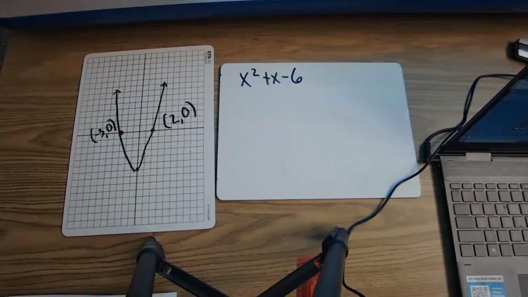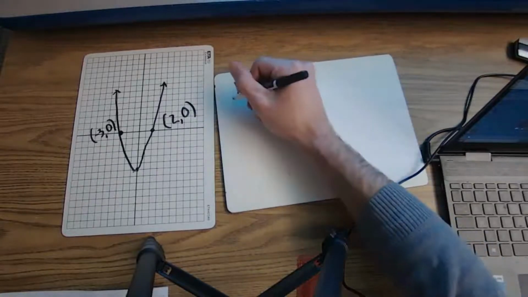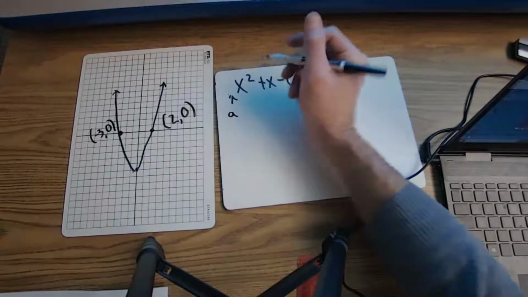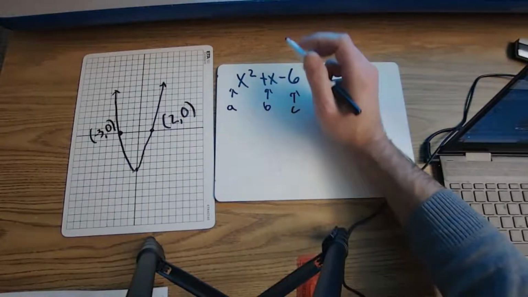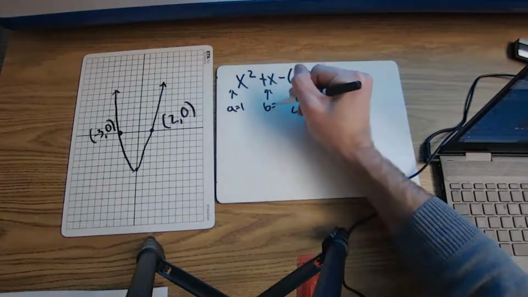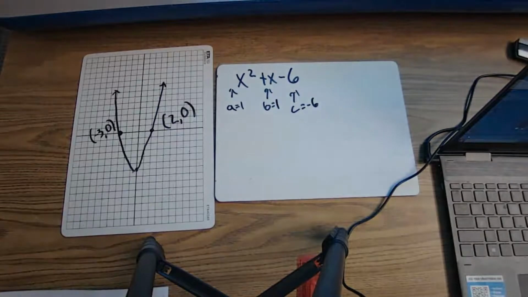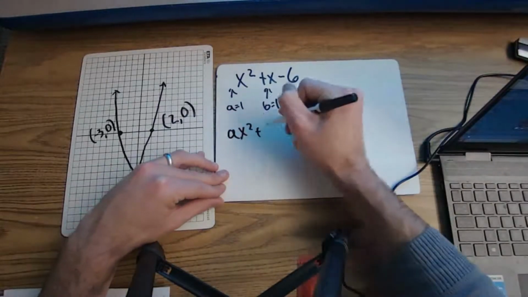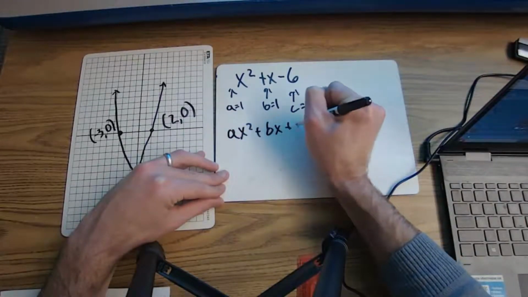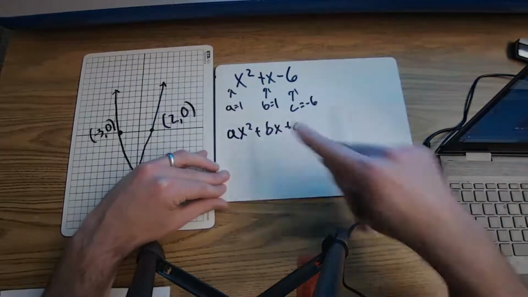Alright, so here's my example. What you do, remember this is A, this is B in front of the X, and this is C, okay? So in this case, A equals 1, B equals 1, and C equals -6, okay? That's your first goal, to be able to identify A, B, and C from our standard form, okay? Remember, A, B, and C are just going to be numbers.